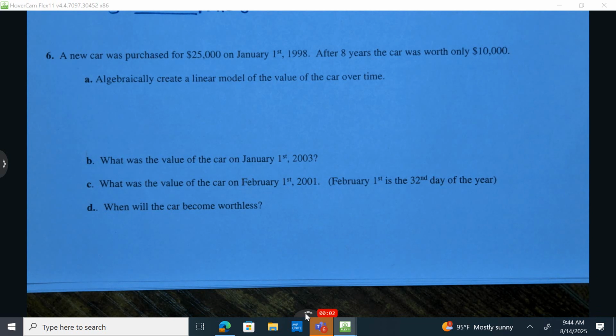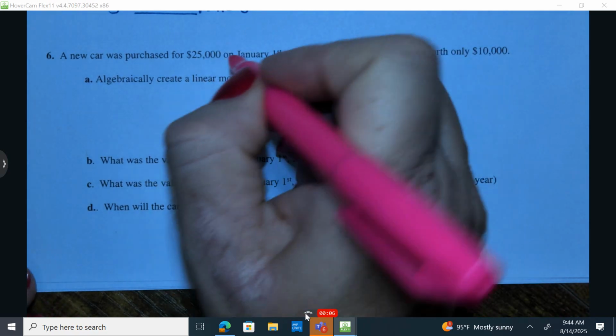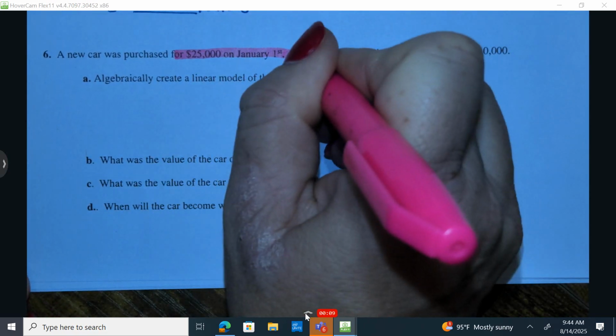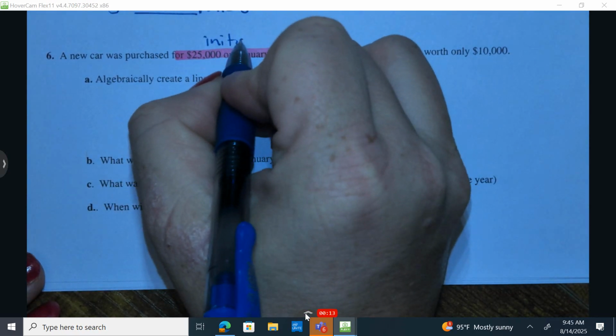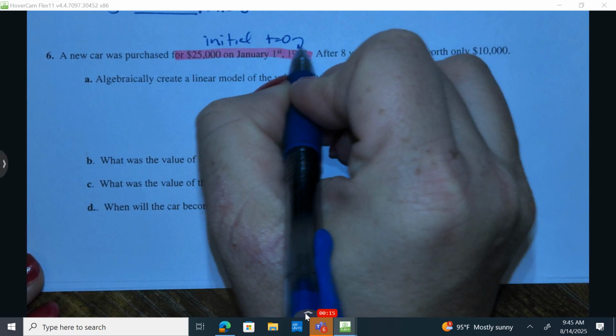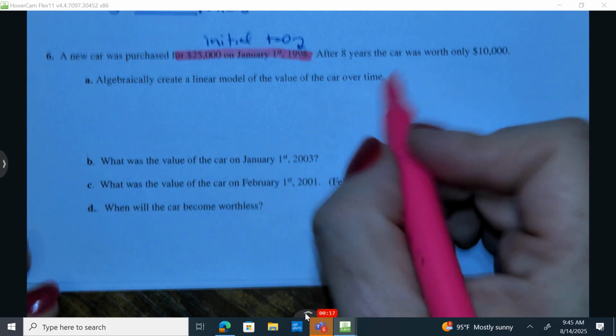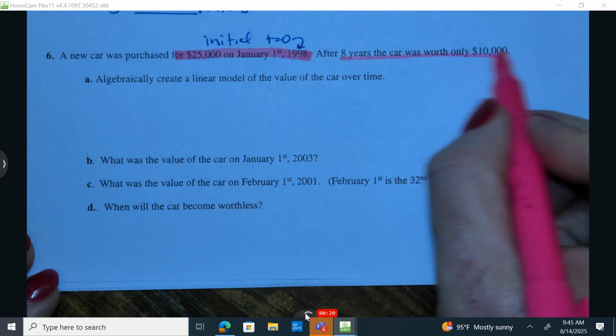A new car was purchased for $25,000 on this particular date. Please highlight this portion. That is your initial amount. We always have to identify what is the initial. So T equals 0 is on this specific date. 8 years later, we have a value for a car.